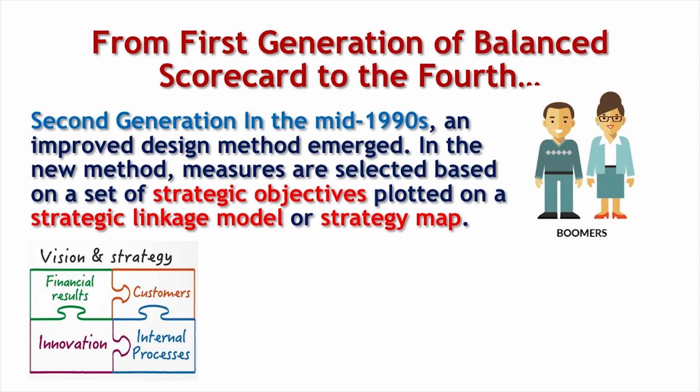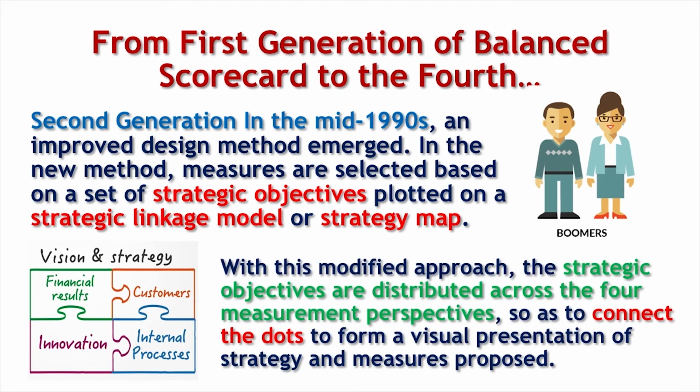The second generation, in the mid-1990s, an improved design method emerged. In the new method, measures are selected based on a set of strategic objectives plotted on a strategic linkage model or strategic map. With this modified approach, the strategic objectives are distributed across four measurement perspectives so as to connect the dots to form a visual presentation of strategy and measures proposed.